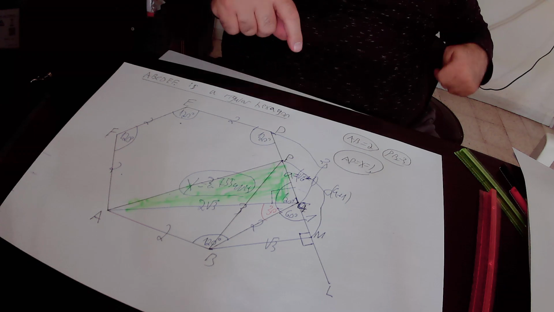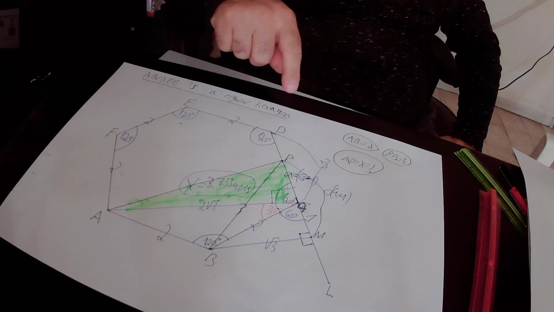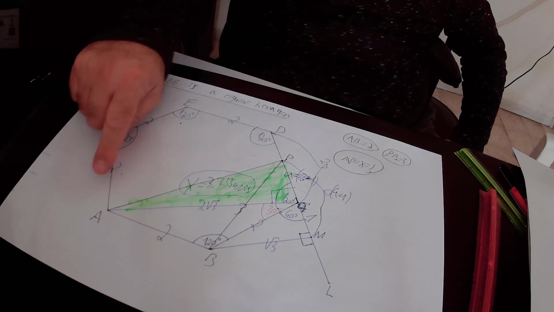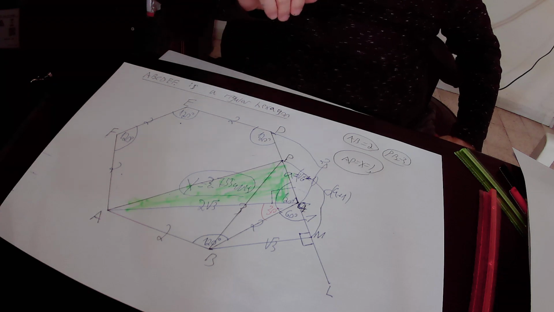In addition, we know that line segment PB equals 4 units, and our mission is to find out the length of line segment PA, which is equal to x. We have to find out the value of x.